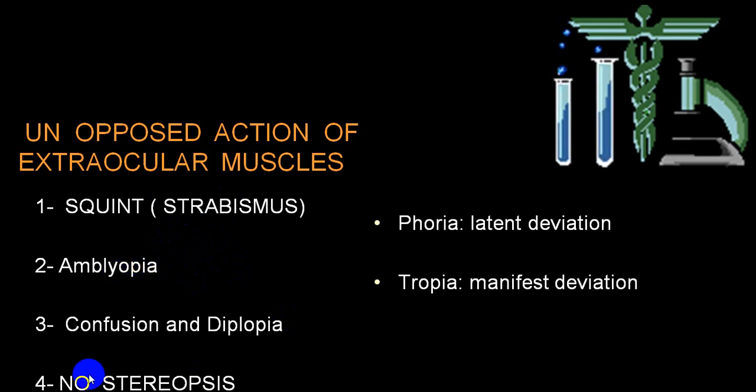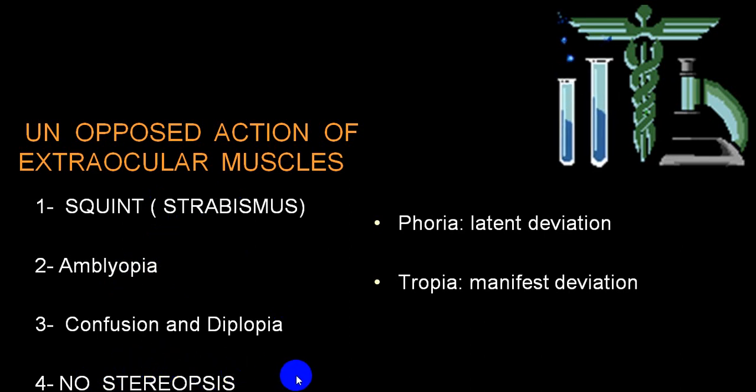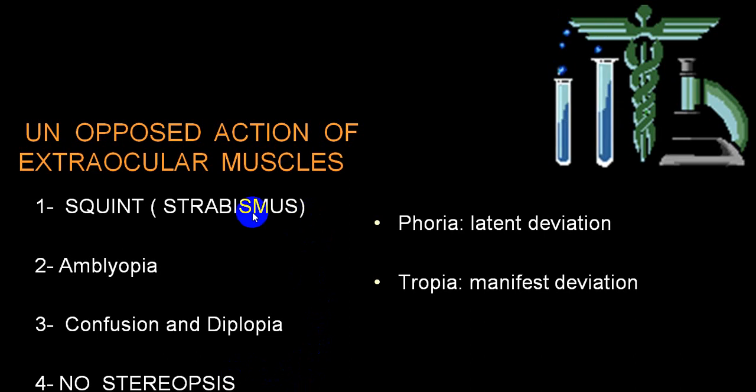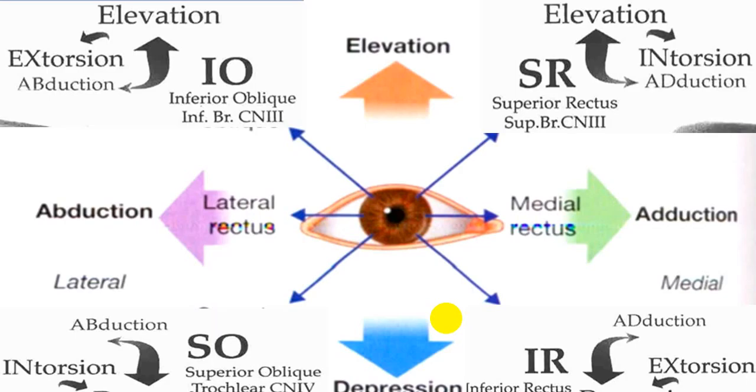And the person will not have stereopsis, meaning both eyes will not have a common vision. And you can see that the particular strabismus may be either latent or manifest deviation. So the appearance of the eyeball axis will be different. So these are all the different actions: superior rectus, inferior rectus, medial, lateral, inferior oblique, superior oblique. So these are all the different actions.